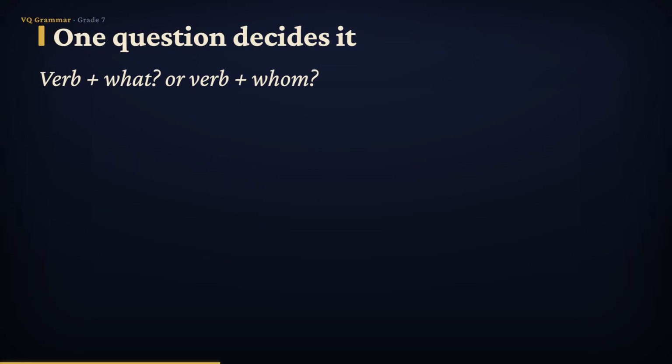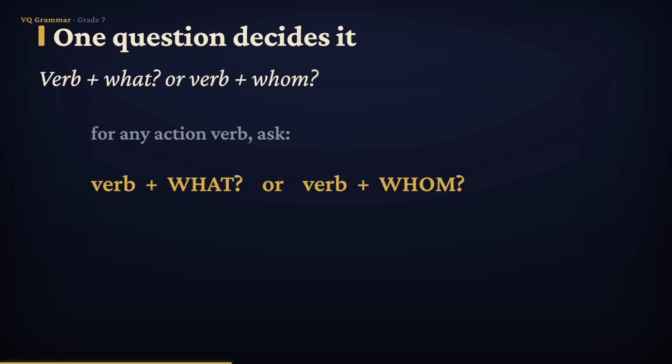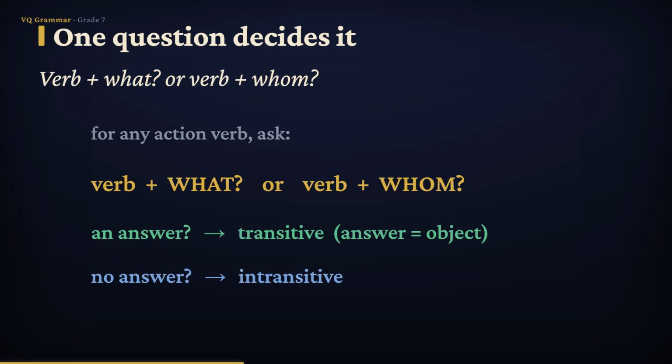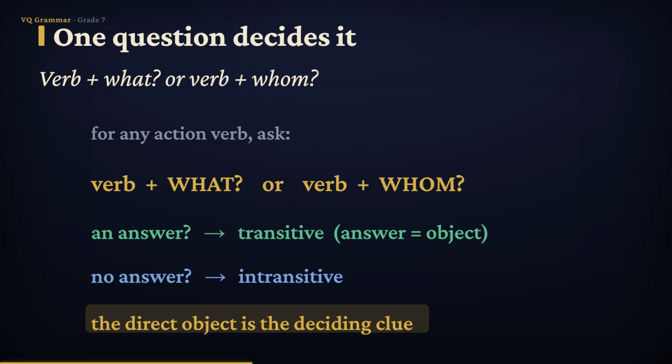Let's turn this into one clean tool you can use every time. Take any action verb and ask, verb plus what, or verb plus whom? If you get an answer, the verb is transitive, and that answer is the direct object. If you get no answer, the verb is intransitive. That's the whole test. The direct object is the deciding clue. Either it's there and the verb is transitive, or it's missing and the verb is intransitive.